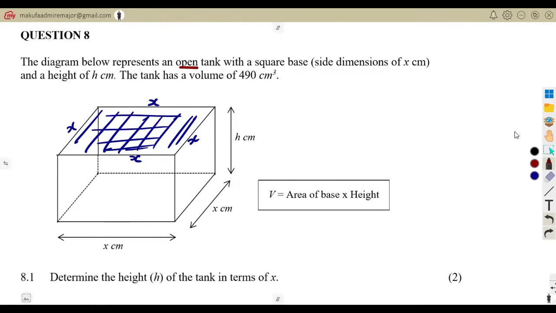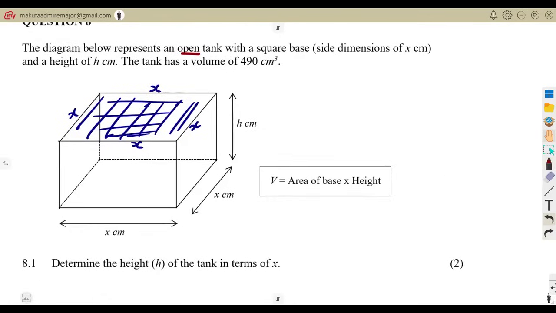All right. So these are the dimensions, the sides, X centimeters, and the height that we are given, which is H. Going up, the height is H. But the sides are X. Like this is X, and so on. So the question was, determine the height of the tank in terms of H. Remember, there is a volume that you're given there.